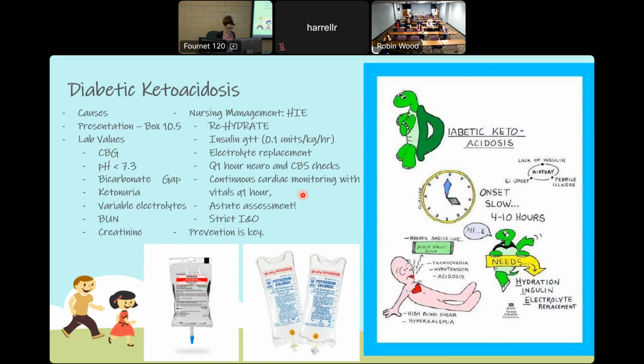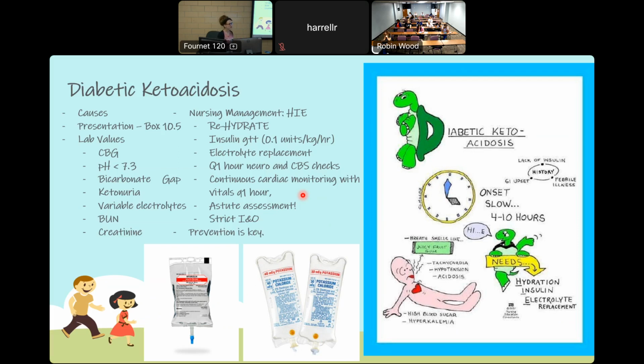Okay, DKA. DKA season is typically over the summer, or when kids go on break from school, because the school nurses are not on top of them to take all of their insulin like they should be. And then in summer, they're home eating all the junk food, playing outside in the hot heat, getting dehydrated. So you might not see that many cases in PICU this fall for clinical, and then in the spring. But DKA is absolutely huge in the pediatric population.